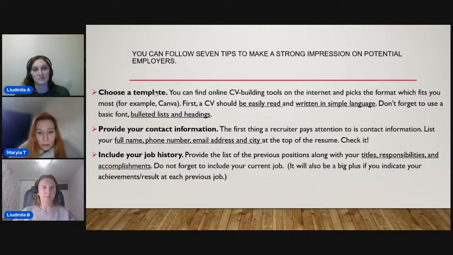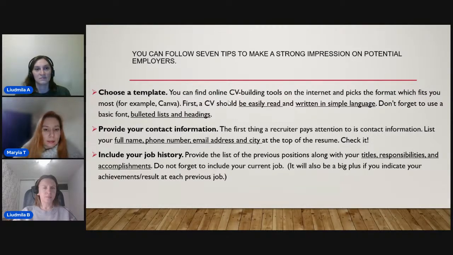Okay, what else? Of course, your job experience. Nothing special, just write down your titles, responsibilities, and accomplishments. And of course, don't forget to include your current job, because sometimes people really forget to do it. And one more point, it will be a big plus if you also include information about your achievements and results of your previous jobs.